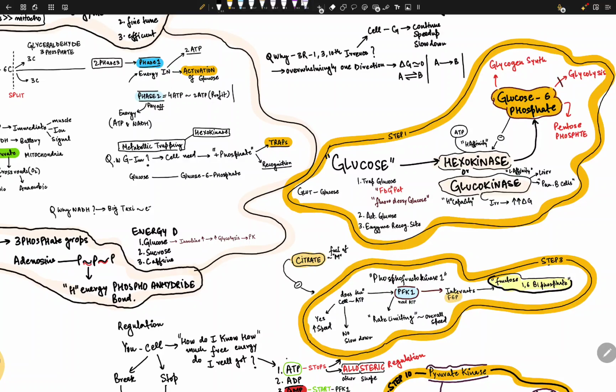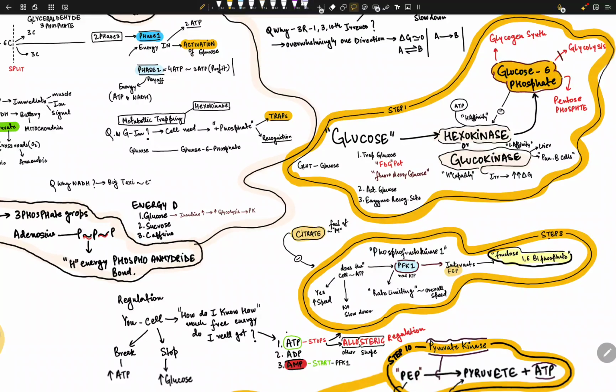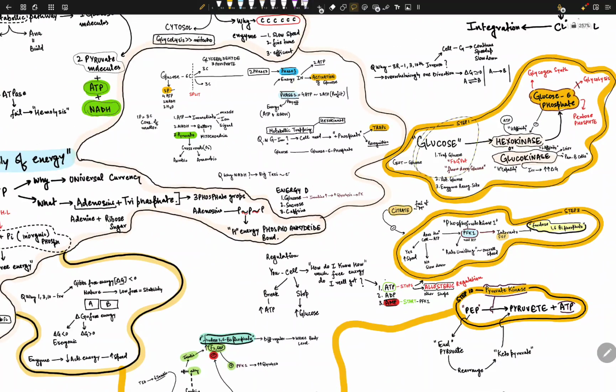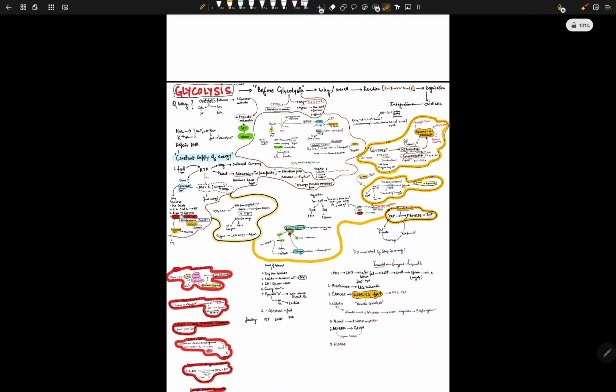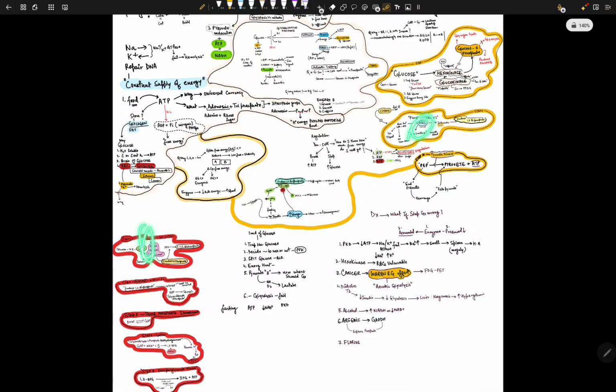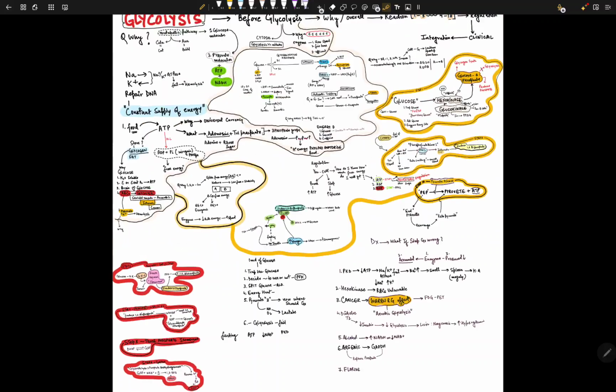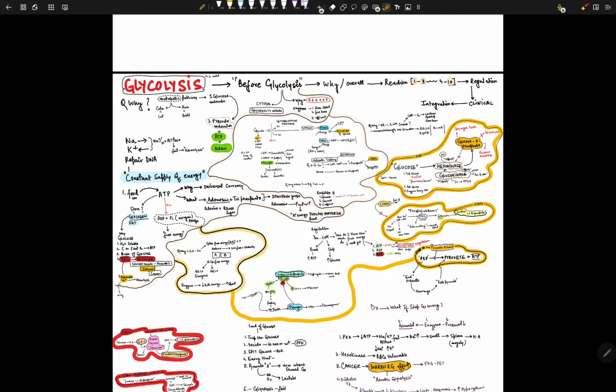So let's start glycolysis. Let me review glycolysis first. We have hexokinase. This is the first step. Glycolysis actually has 10 steps. Step one, step two, step three, 4, 5, 6, 7, 8, 9, and 10.